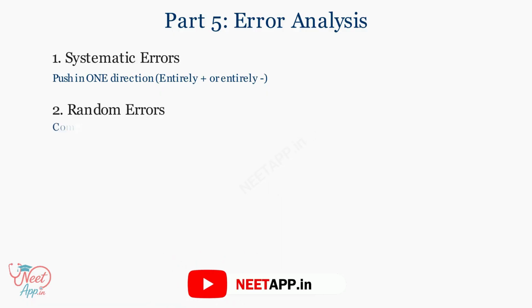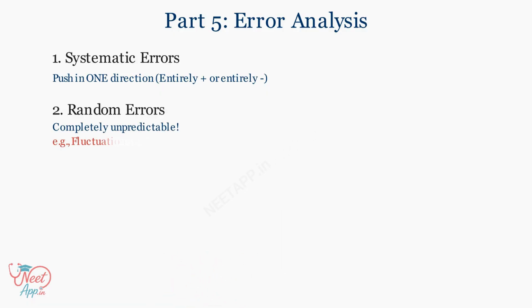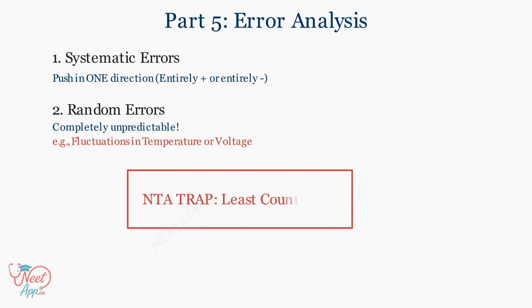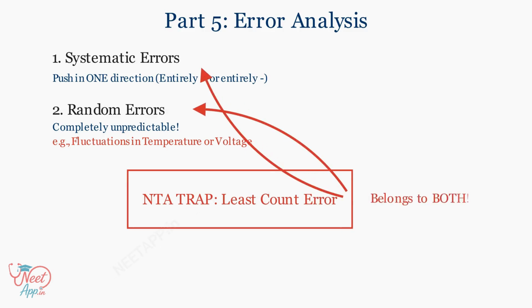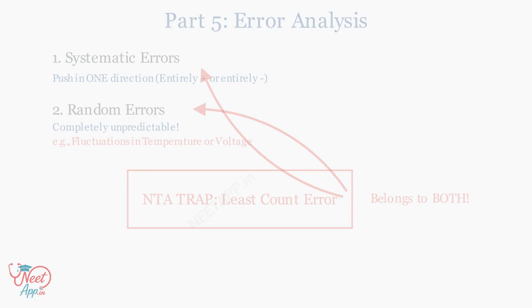Random errors, however, are completely unpredictable. If an experiment has random fluctuations in temperature or voltage, that is strictly a random error. And here is a massive NTA assertion reason trap, least count error. The NCERT strictly classifies least count error as belonging to both systematic and random errors. Do not let them trick you on that.